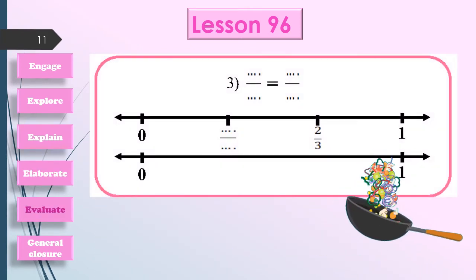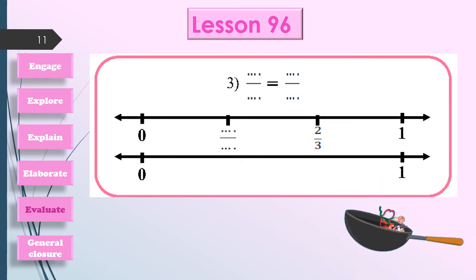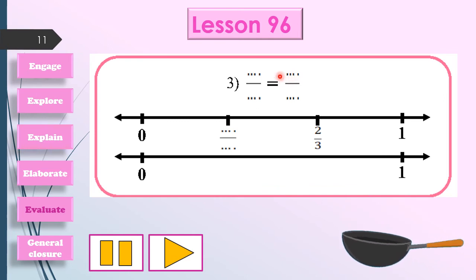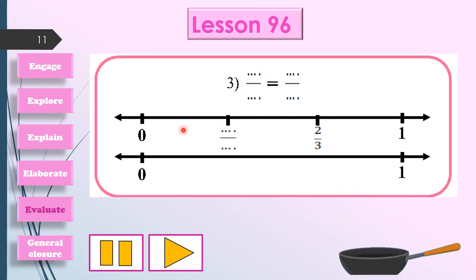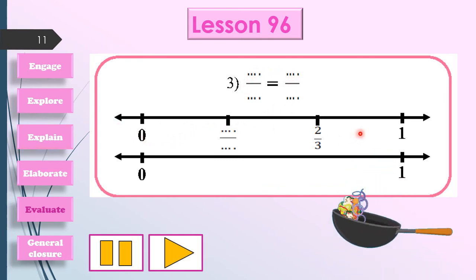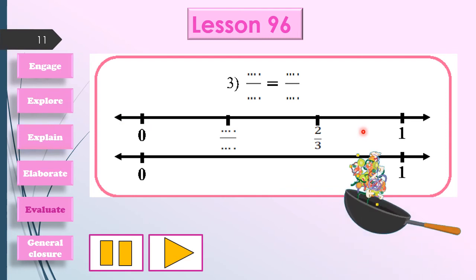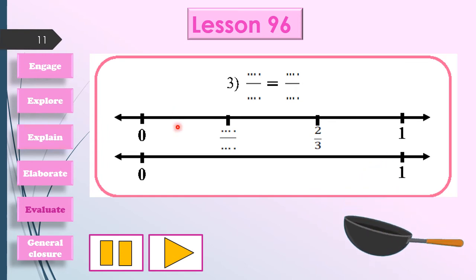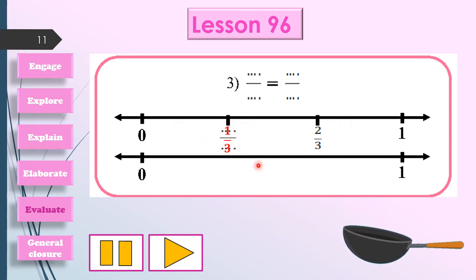Now let's evaluate our work. Just press pause, then press play to listen to our explanation. Here we have missing fractions, equivalent fractions, and from this number line, I have my information. Here we have this number line divided into 3 equal parts. This part is called a third.